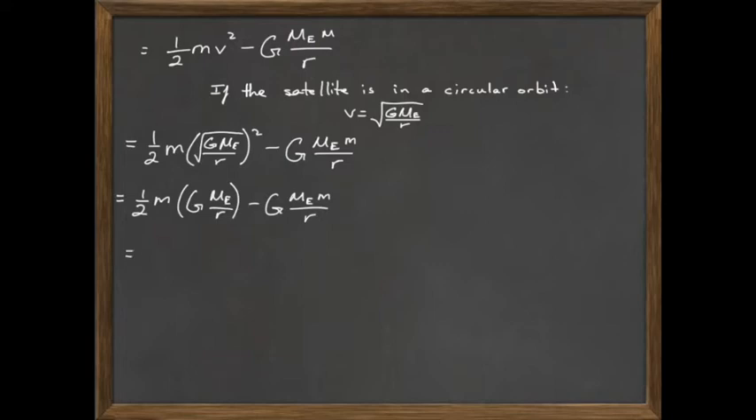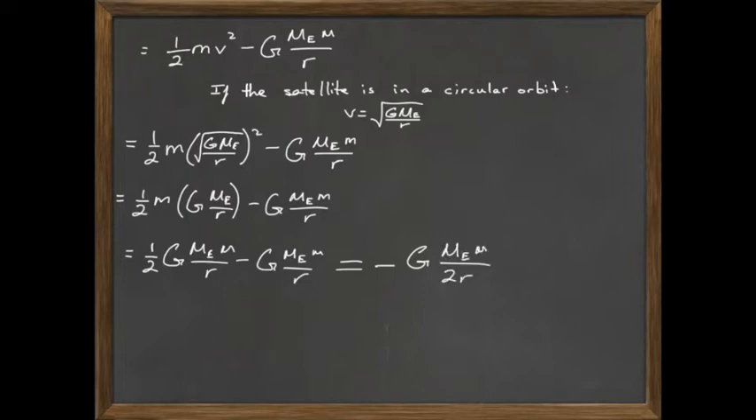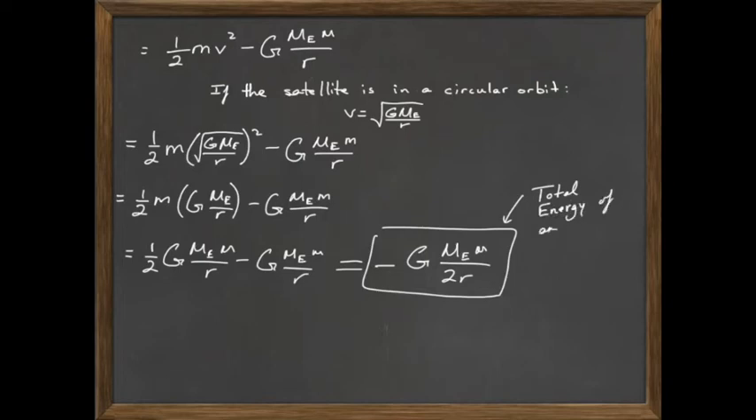But that expression is exactly the same as the gravitational potential, with a factor of a half in front of it. So this is actually an interesting result. If I calculate the total energy, it's negative G times the mass of the planet times the mass of the satellite divided by 2r. This is the total mechanical energy that an object must have to be in orbit. But if you look at it, this is essentially half of the gravitational potential.